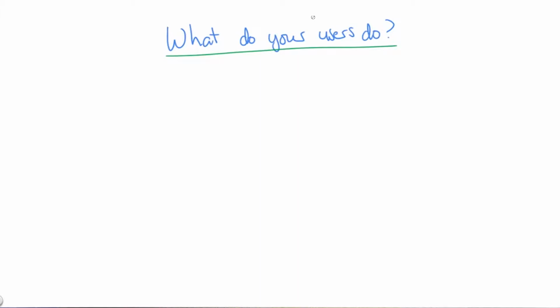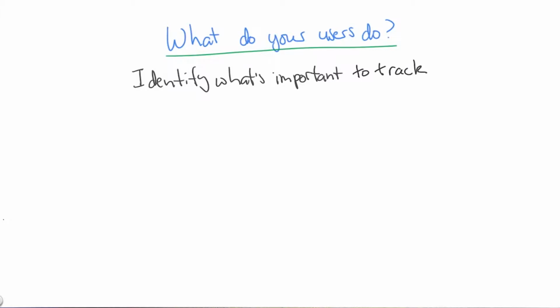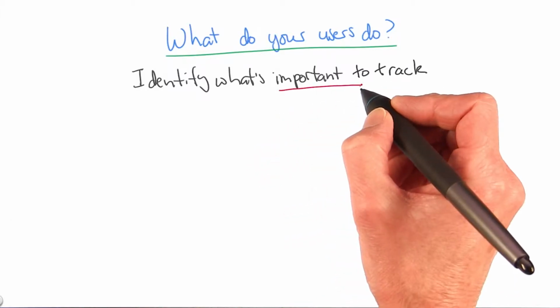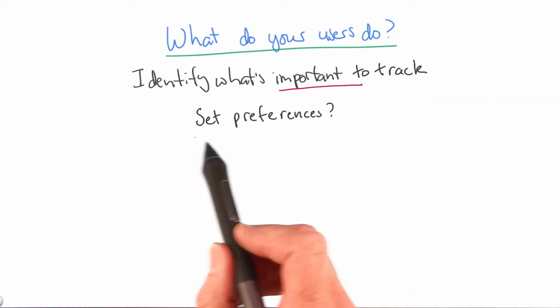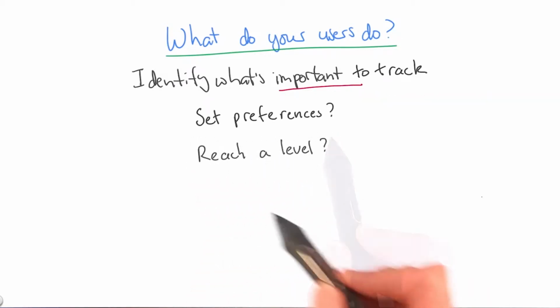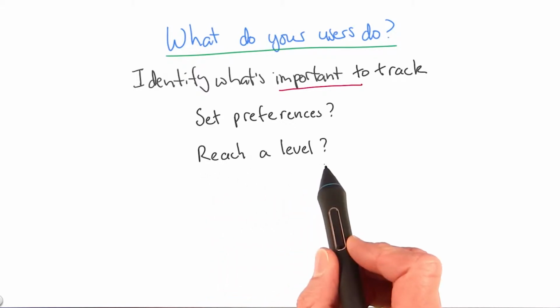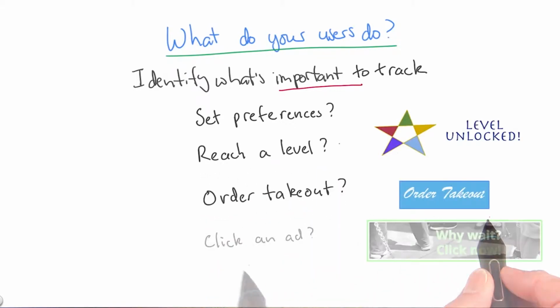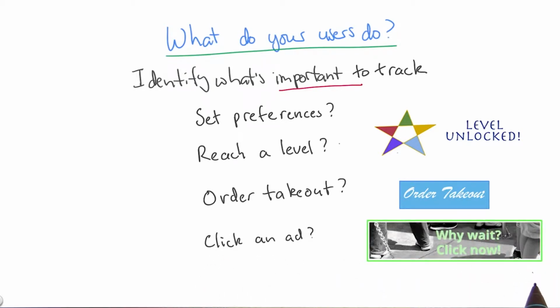Let's look at how to track what users do in your app. First, you need to identify what's important to know about what your users are doing. Do you care if they set preferences? Maybe you want to know if they reach a certain level in your game. Perhaps you want to know if they ordered takeout, or if they clicked an ad.